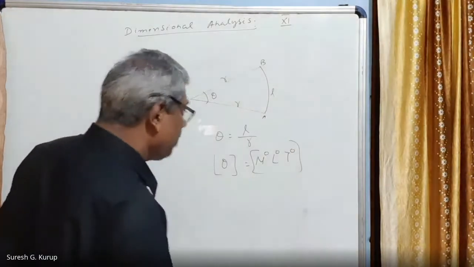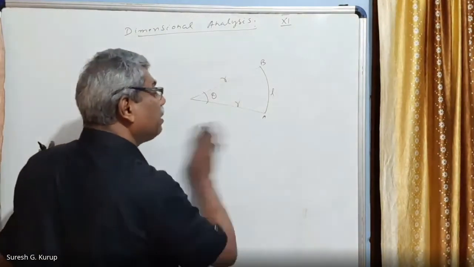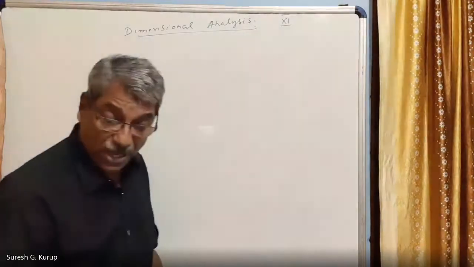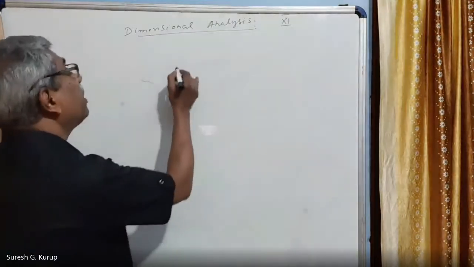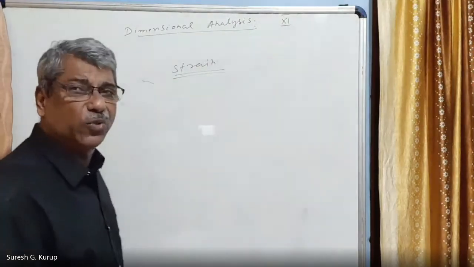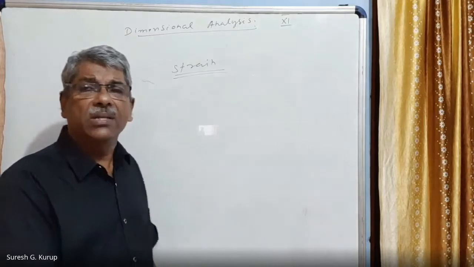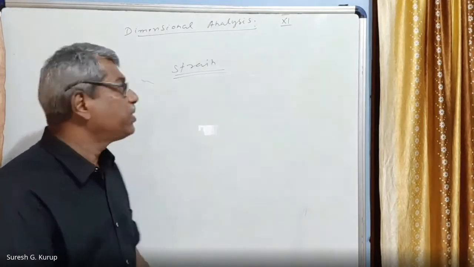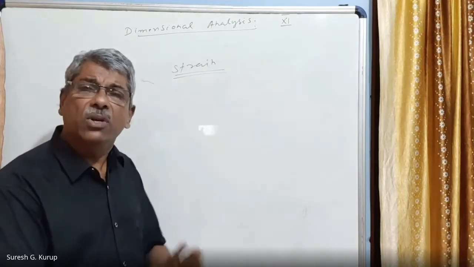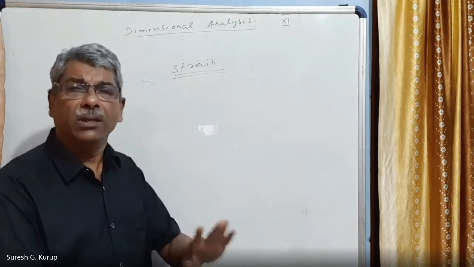The other dimensionless variable is strain. Strain is another physical quantity that you come across when we study elasticity. In the lesson called elasticity, you have to come across this physical quantity, strain. Strain is equal to change in length by original length.